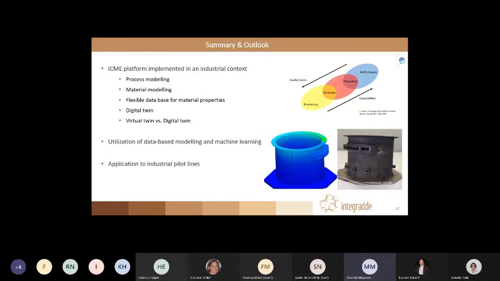Using the database modeling, so digital twins and artificial intelligence, will enable us to improve the accuracy of predictions and the quality of products as this system is deployed for many future products as we go further. And it is also not only deployed for this one aerospace pilot line, but it has been deployed in multiple pilot lines where we look at automotive products as well as machinery.